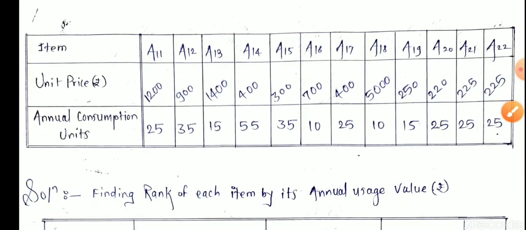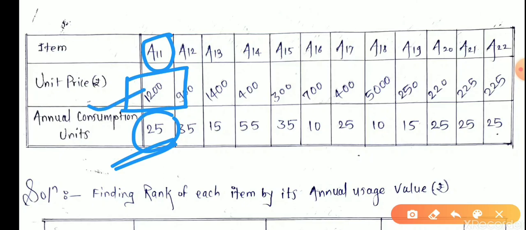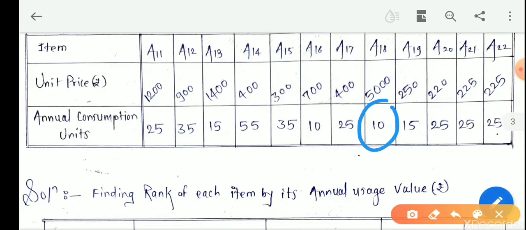Okay, it means 25 units of A11 are used in the entire year, and the unit price is 12,000 rupees. Suppose, for example, sand. One brass of sand has a cost of 12,000 rupees and we are using 25 brass of sand, just for the example. Okay, and similarly other materials are there. These 10 units we are using and its cost is 50,000.